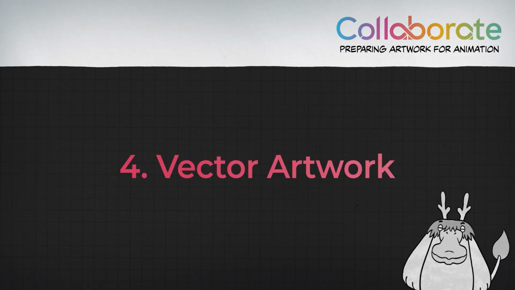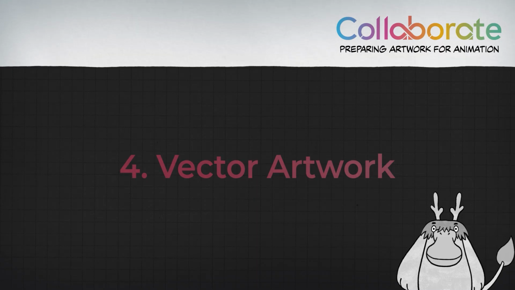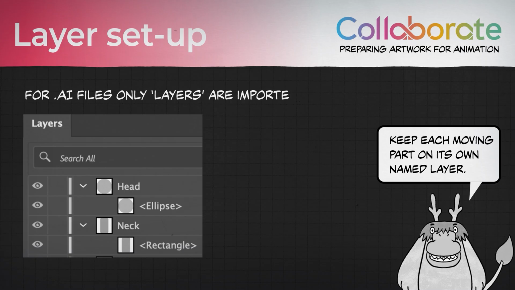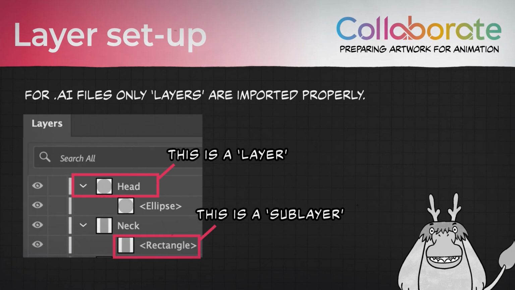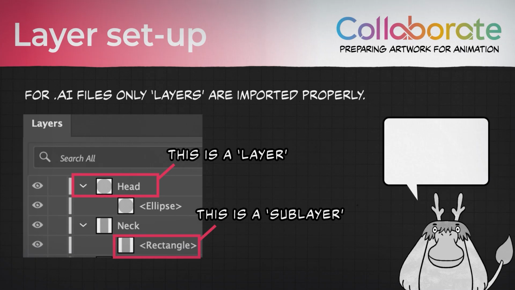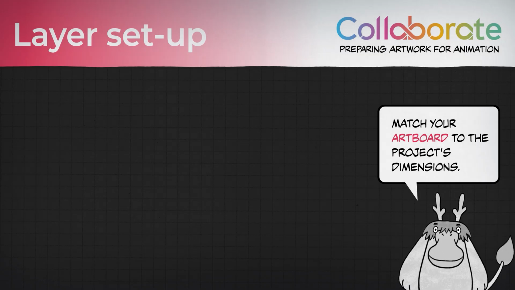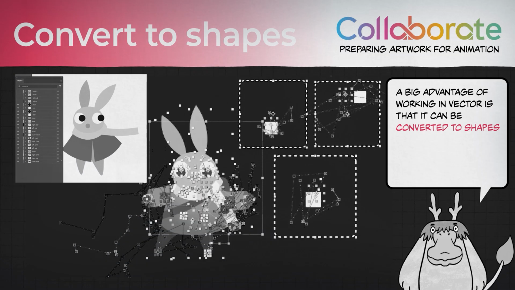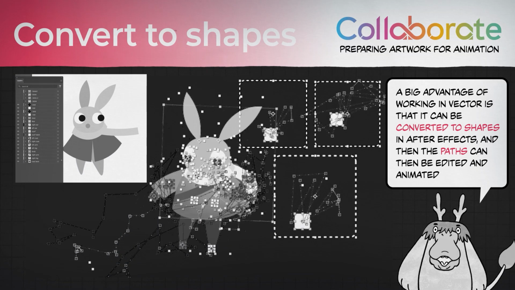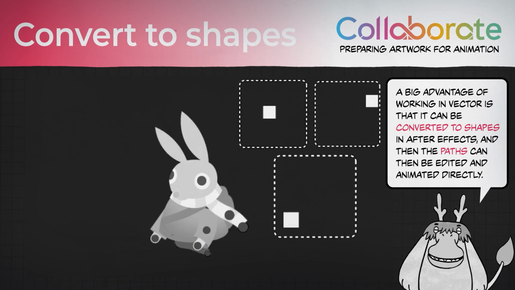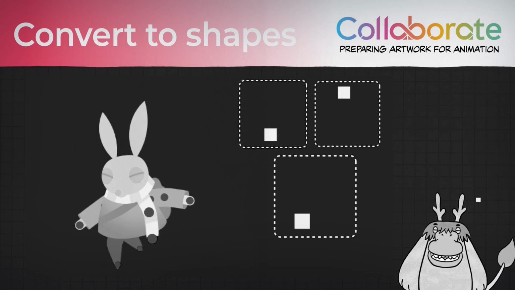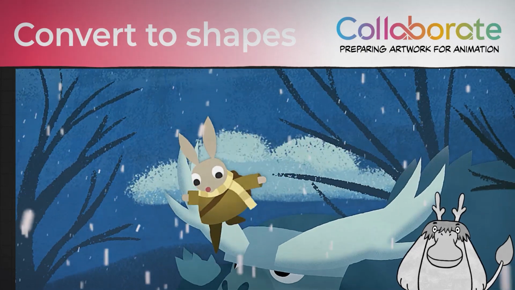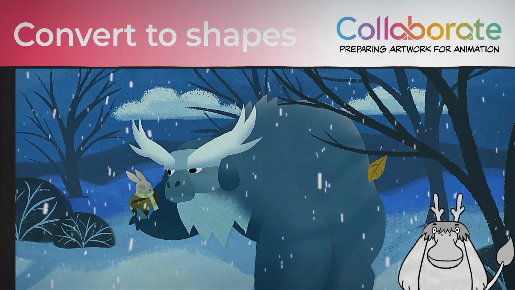Part 4. Vector Artwork. If you're working in Illustrator, just like with raster artwork, keep each moving part on its own named layers. Please note that in Illustrator, this only means these top level layers, not the sublayers. Match your artboard to the project's dimensions. A big advantage of working in Vector is that it can be converted to shapes in After Effects, and then the paths can be edited and animated directly, giving a bit more flexibility for the animator. However, this works best for simple and geometric styles. For more complex artwork, this technique may not be usable.